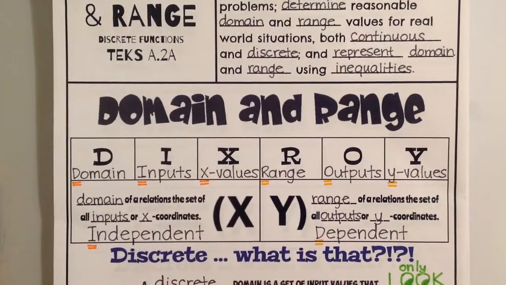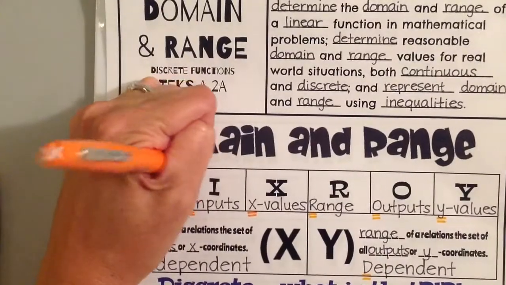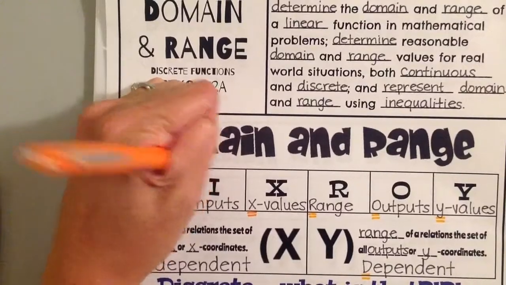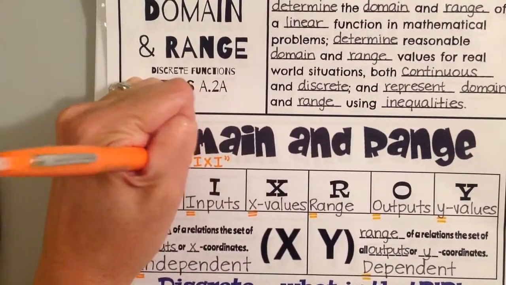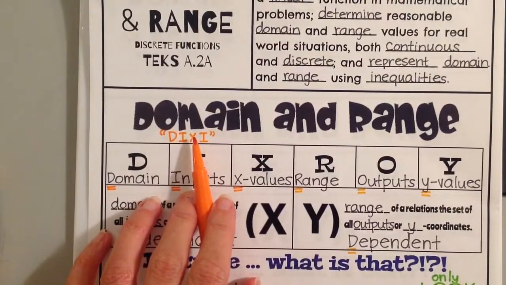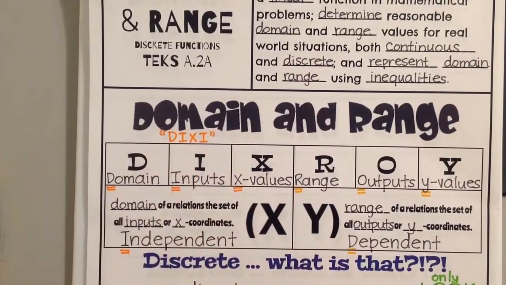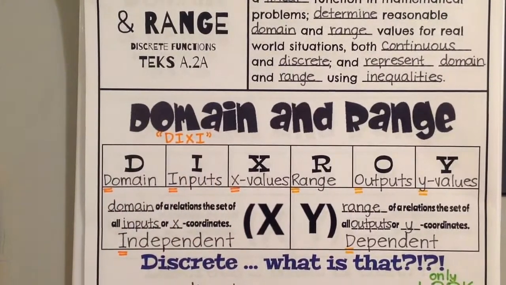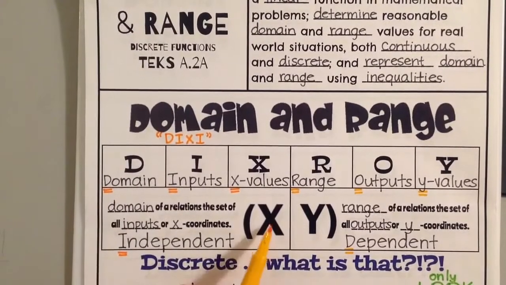So one way that I can give you to help you remember all of these words for x is this little acronym, DIXI, Dixie. Domain, inputs, talking about x values, independent. Any of those words could be used in a math test in algebra to be referring to the x values, so you need to make sure that you can recognize those words and connect it back to these are my x's. These are my x values.